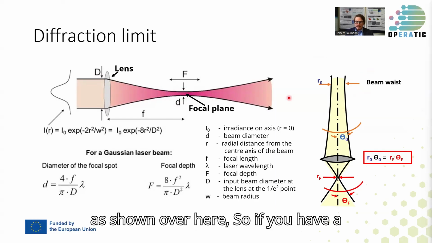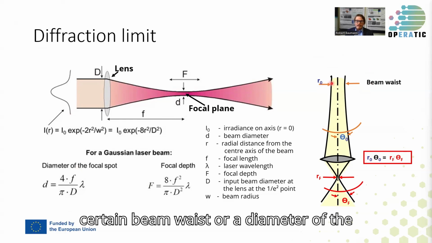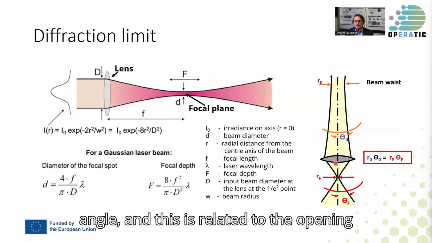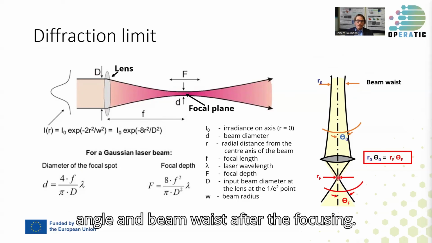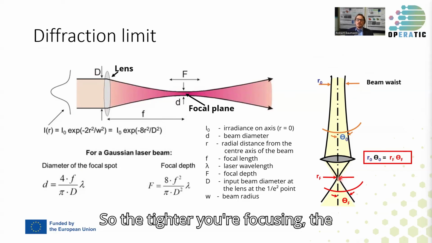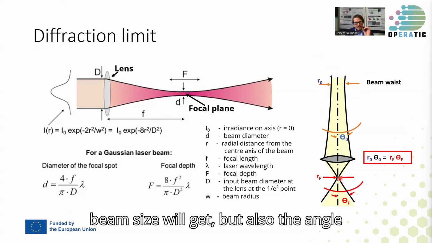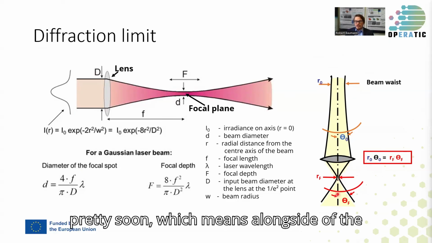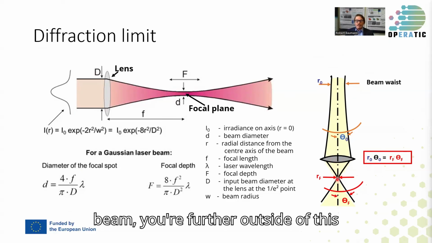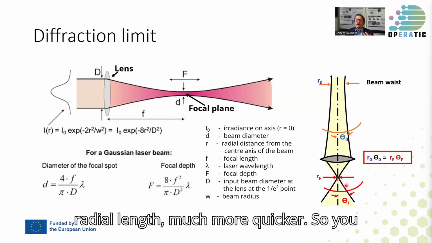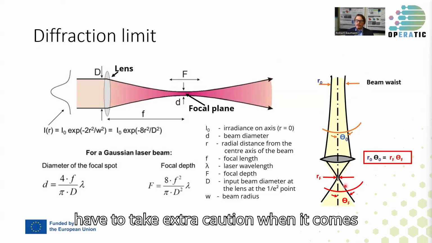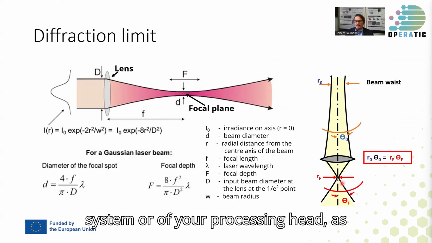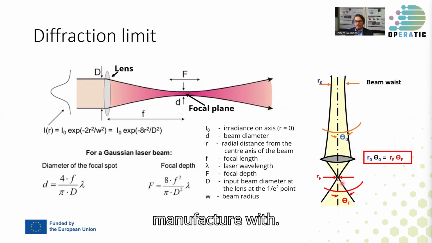And the relationship is shown over here. If you have a certain beam waist or diameter of the laser beam, you have a certain opening angle, and this is related to the opening angle and beam waist after the focusing. So the tighter you're focusing, the shorter the focal length, the smaller the beam size will get, but also the angle widens up pretty soon, which means that along the beam, you're further outside of this radial length much more quickly. So you have to take extra caution when it comes to the positioning of your focusing system or your processing head, as well as the part that you want to manufacture.